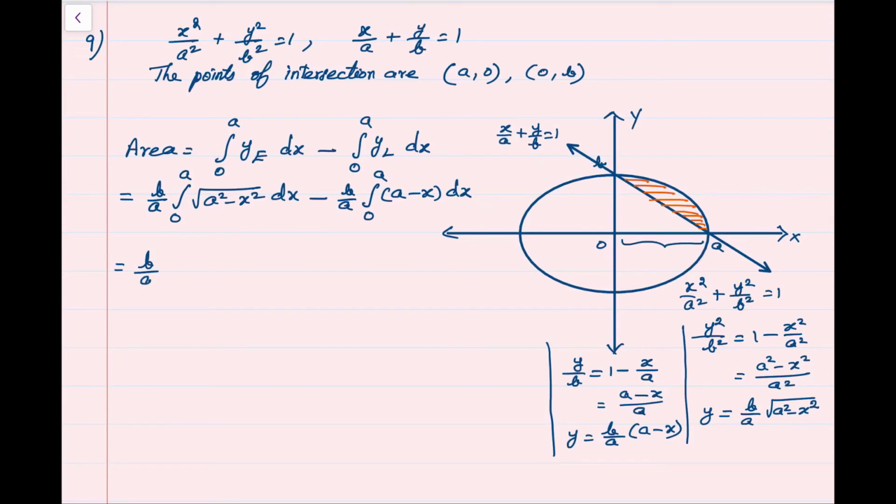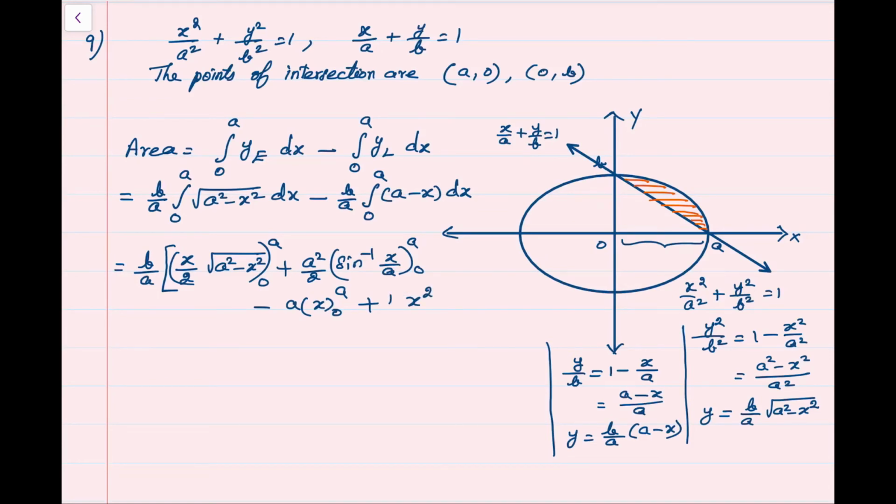b by a is common, and formula for integral root of a square minus x square is x divided by 2 root of a square minus x square plus a square divided by 2 sine inverse of x divided by a. The limits are 0 to a for both the terms. b by a has been taken out as a common factor, minus integral of a is ax and the limits are 0 to a, minus of minus plus integral of x is x square divided by 2, the limits are 0 to a.